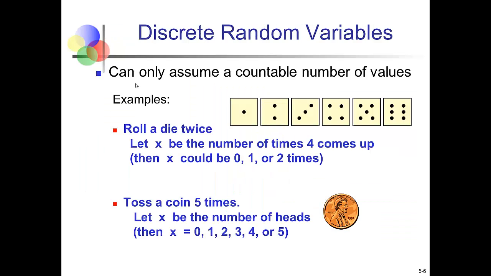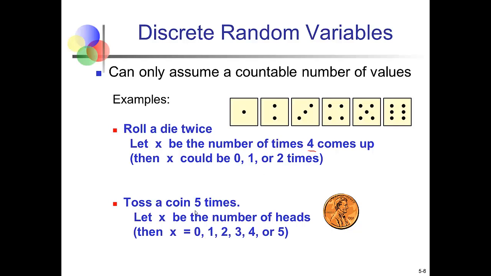Some more concrete examples of discrete random variables. We could talk about an experiment where we roll a die twice. And suppose we're interested in the number of times the number 4 could come up on the die. X could be 0 because we might not roll a 4 either time. We might roll a 4 one of the two times, so we would get a 1, or we might roll a 4 both times, so we would get a 2. The random variable x can take on the values 0, 1, or 2.